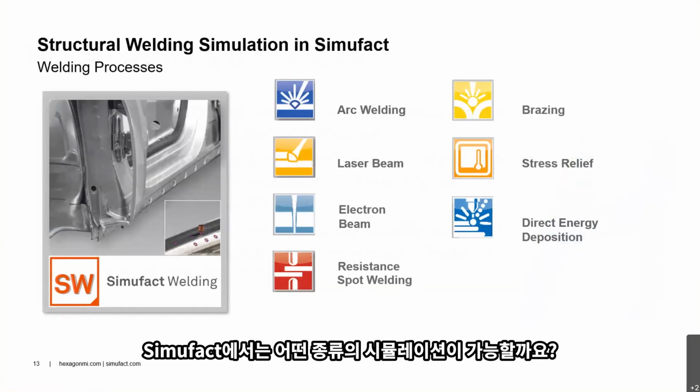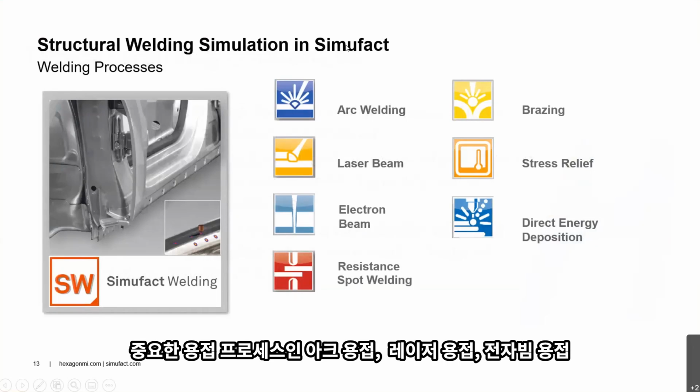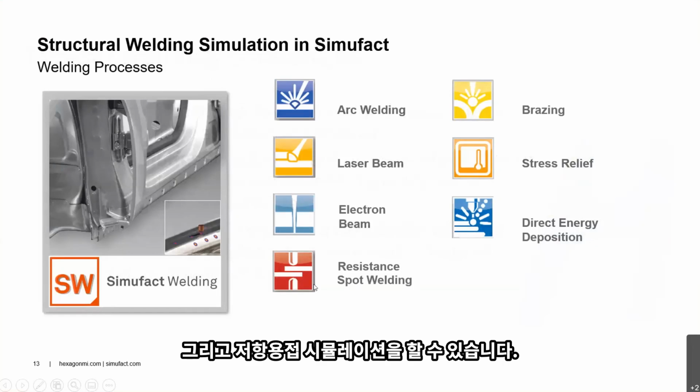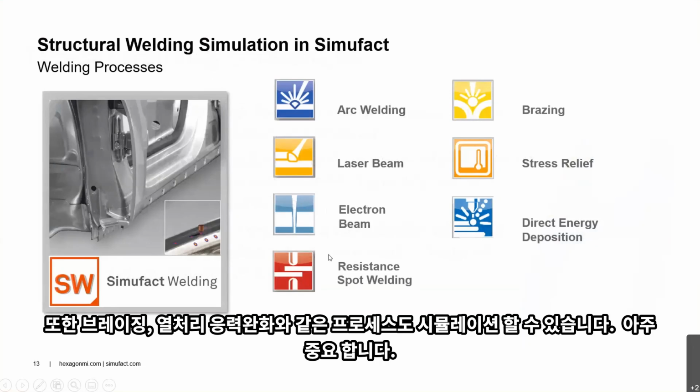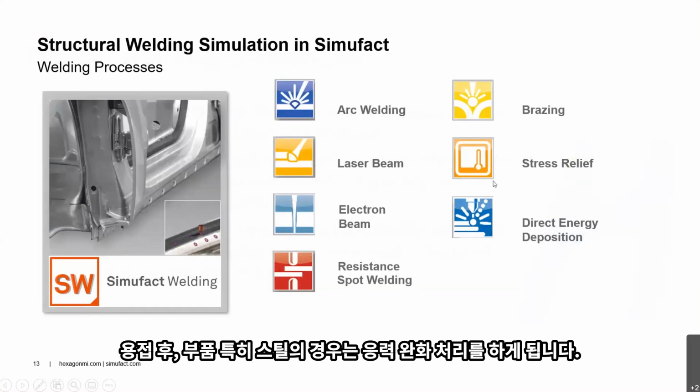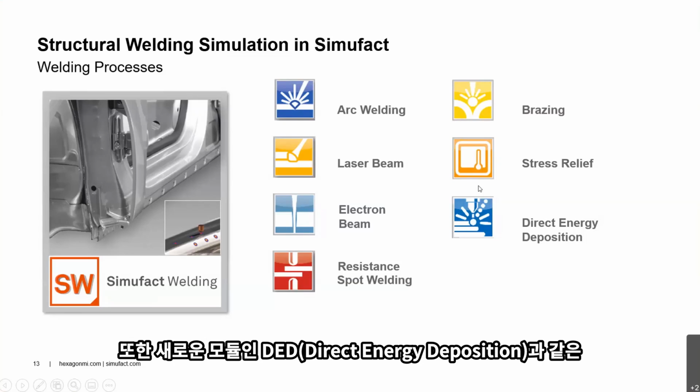What kind of processes can we simulate in Simufact? There are the most important welding processes like arc welding, laser beam welding, electron beam welding, or resistance spot welding, as well as related processes like brazing or the heat treatment, stress relief. It's very important. Many components, particularly from steel, are heat treated or also stress relieved after the welding. That's also important to simulate.